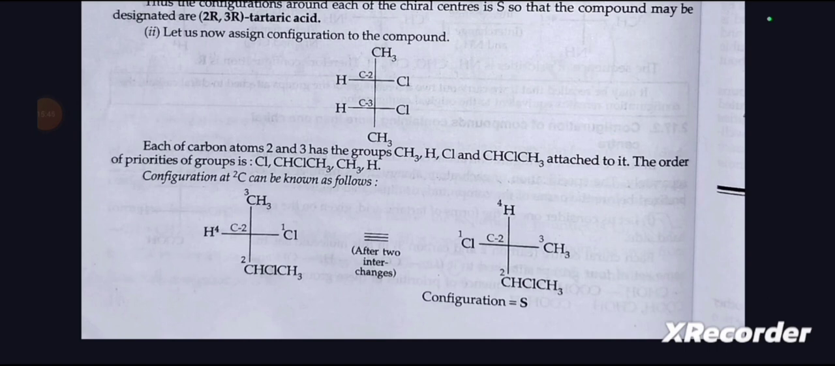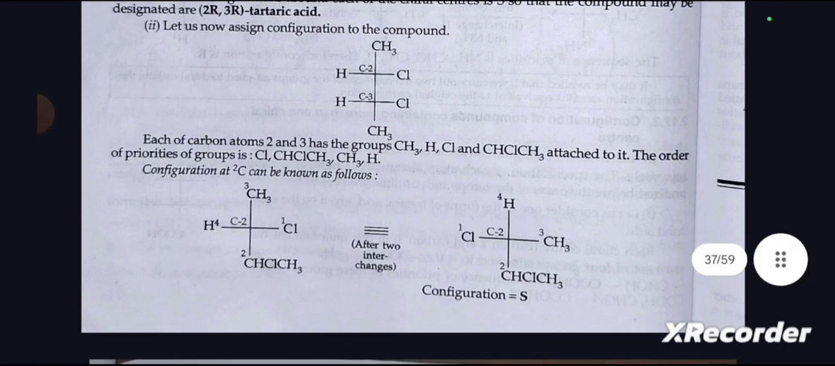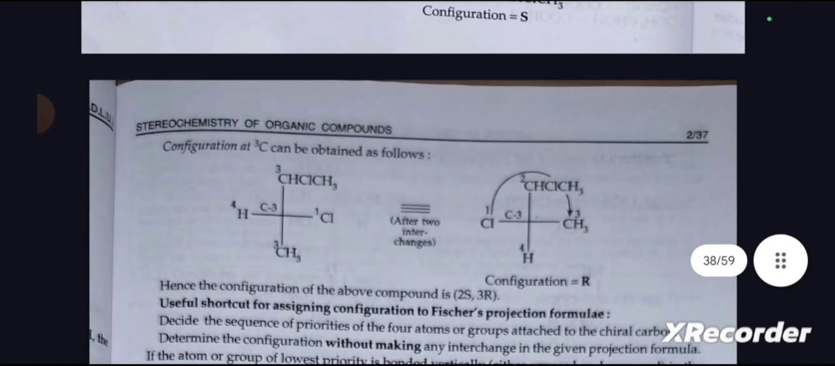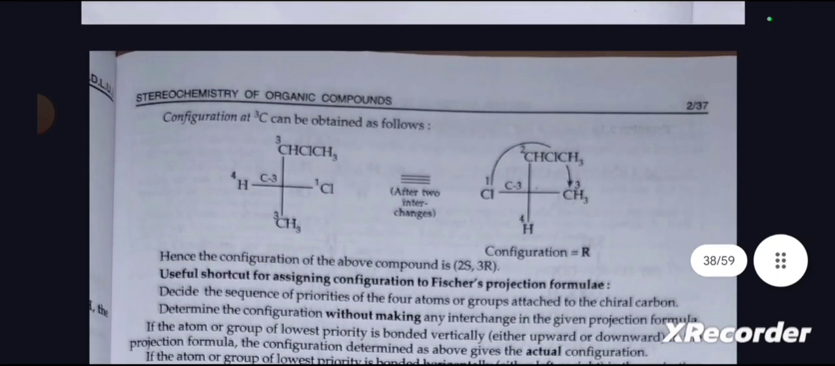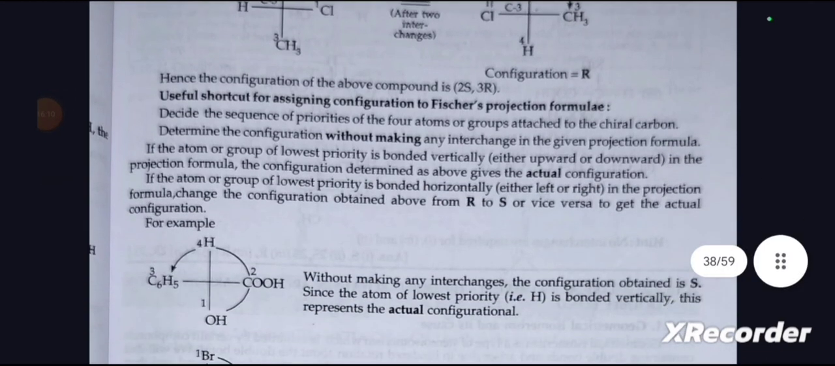Each of carbon atoms 2 and 3 has the groups CH3, HCl and CHCl, CH3 attached to it. The order of priorities of the groups is Cl, CHCl, CH3, H. Configuration at C2 can be known as follows. Configuration at C3 can be obtained as follows. Hence, the configuration of the above compound is 2S,3R.